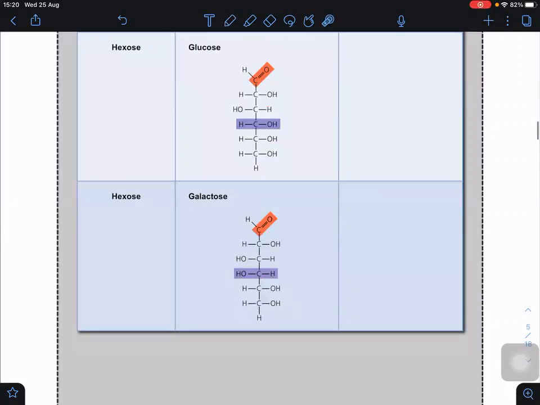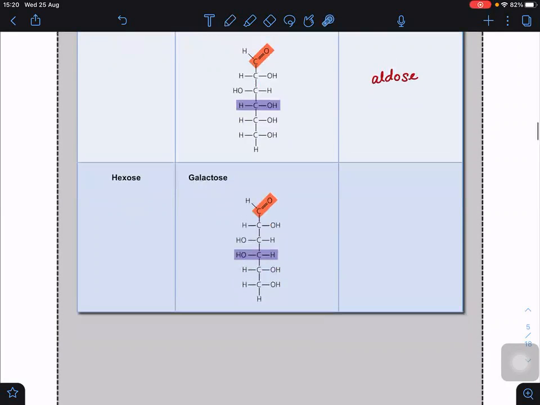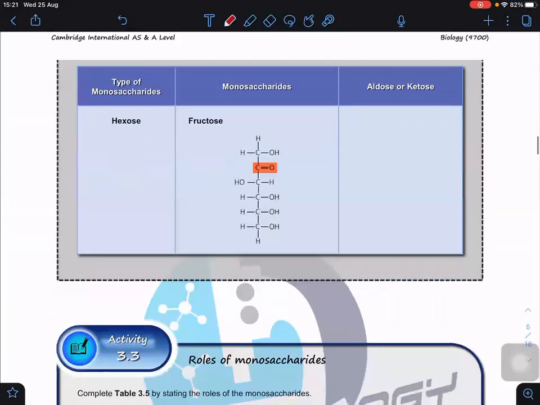Glucose, 6 carbon, right? 1, 2, 3, 4, 5, 6 carbon. And the carbonyl group is at carbon number 1. So therefore, this is aldose. How about galactose? Galactose and glucose are isomers. Can you see that? They only differ at carbon number 4 here. One has OH on the left-hand side, one has H. But the rest is the same. And you can see that this C double bond O, the carbonyl group, is at carbon number 1 as well. So again, aldose.